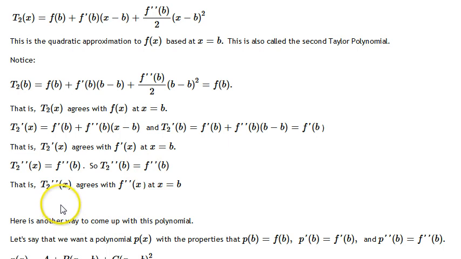But the quadratic approximation agrees, at x equals b, with the function, with the derivative, and with the second derivative. Okay.